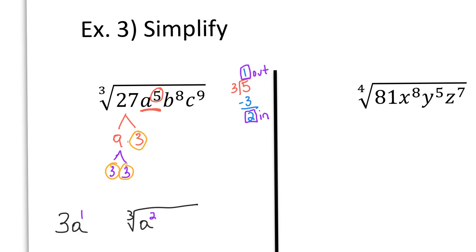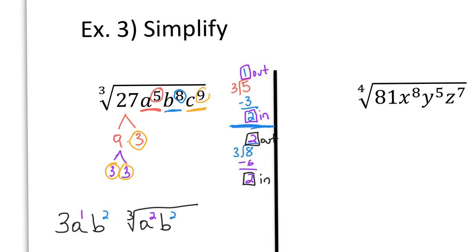Then you move on to the next one, b. b has an exponent of 8. So I'm going to do the little division here. 8 divided by 3. 3 goes into 8 two times. That's going to be 6. And then you subtract, 8 minus 6 is 2. So this remainder is the exponent inside of the radical, and the top number is the one outside. So you have b with an exponent of 2 outside, and b inside with an exponent of 2 because we have a remainder of 2 and the top number is 2.